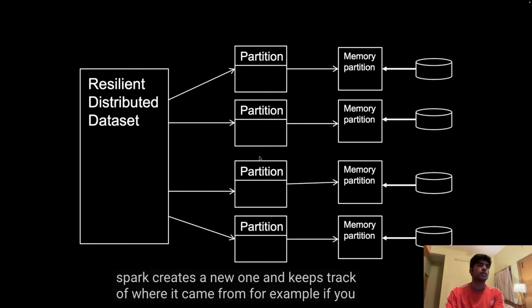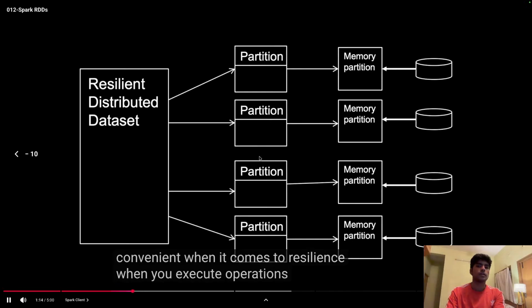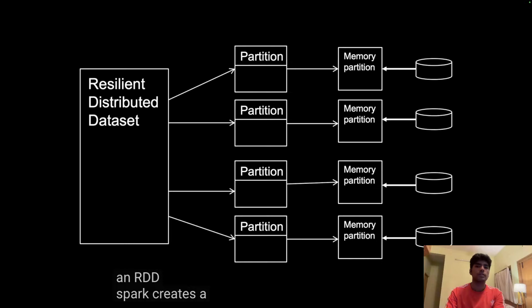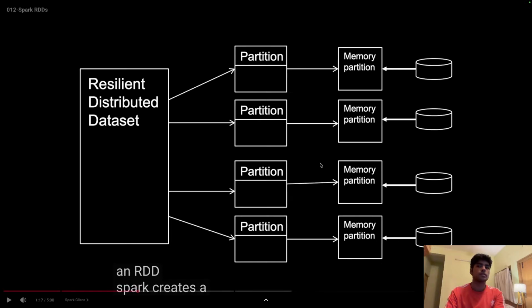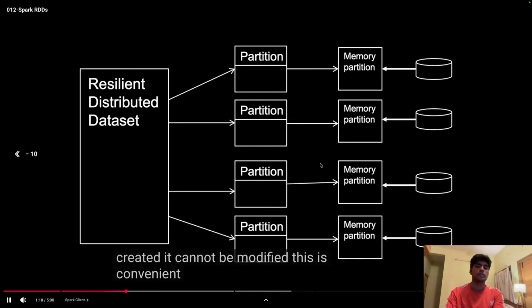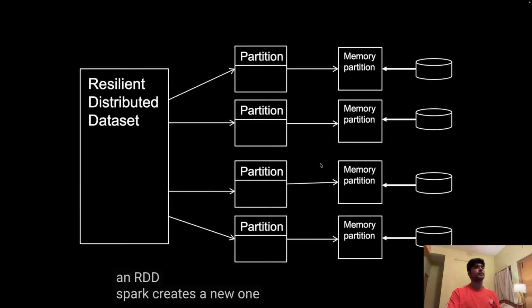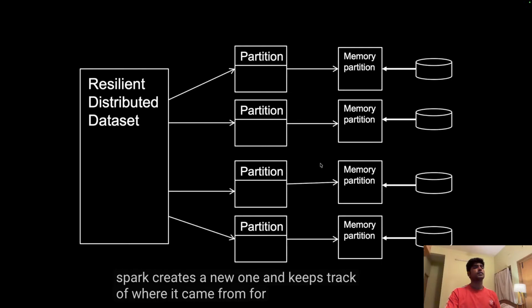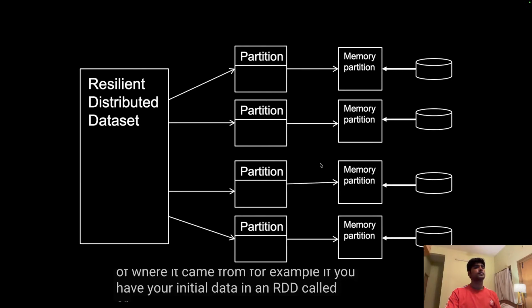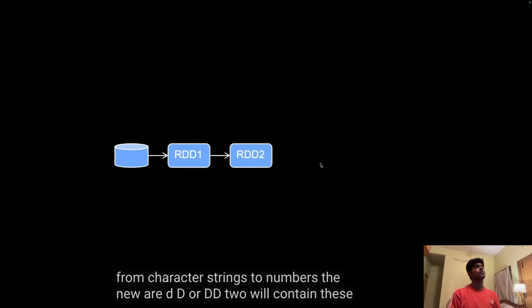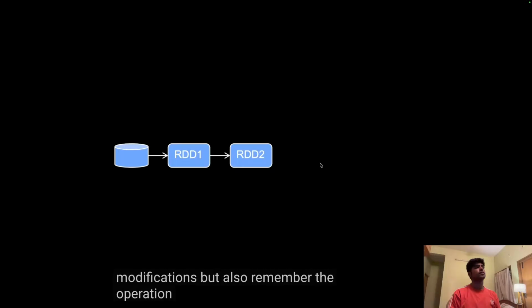That will be good. When you execute operations that change an RDD, Spark creates a new one and keeps track of where it came from. It's convenient when it comes to resilience. For example, if you have your initial data in an RDD called RDD1, and you convert some fields from character strings to numbers, the new RDD, RDD2, will contain these modifications, but also remember the operation and that they operated on RDD1.